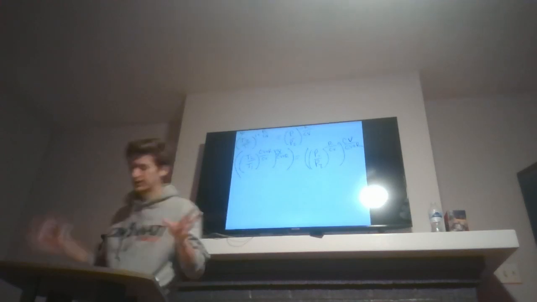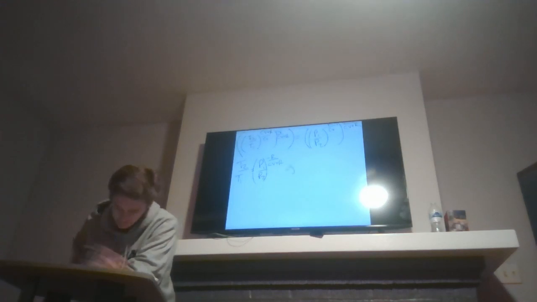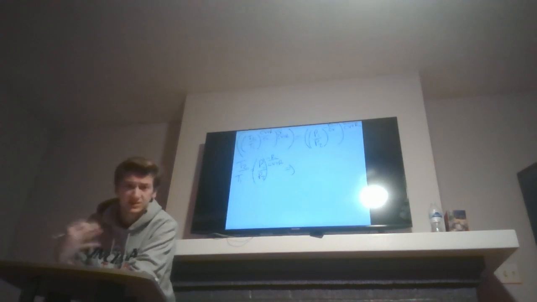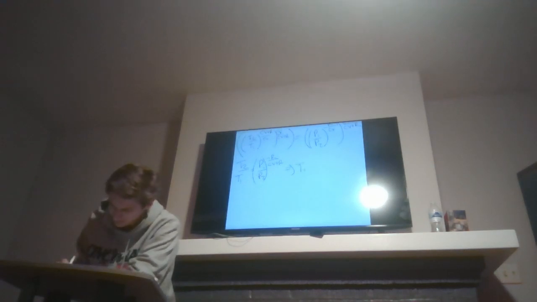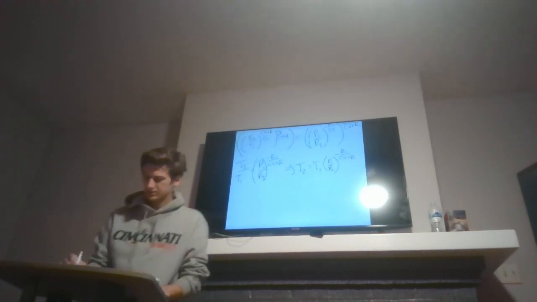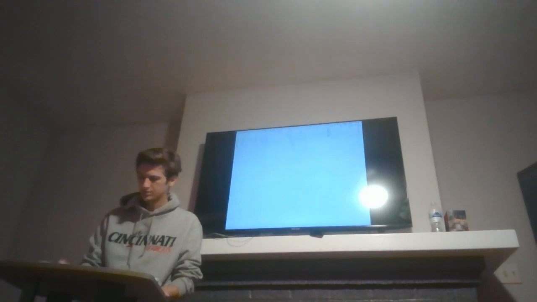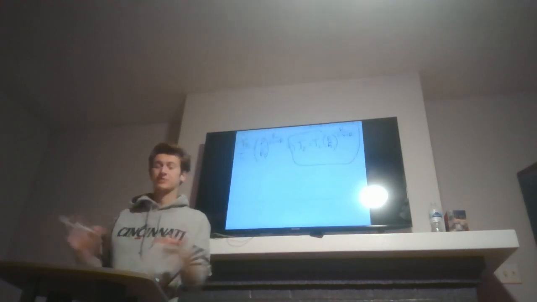Now, time to simplify a lot. So we get T2 over T1 equals P1 over P2 to the negative R over CV plus R. And then we could bring the T1 out and get T2 equals T1 times P1 over P2 to the power of negative R over CV plus R. And that is going to be our second equation. Now we'll come back and we'll combine the two.